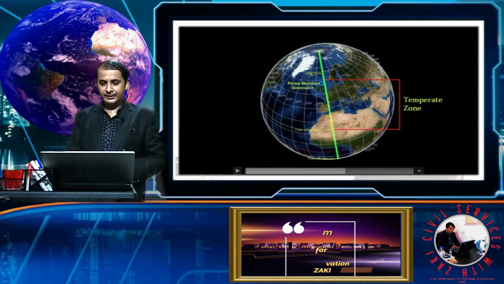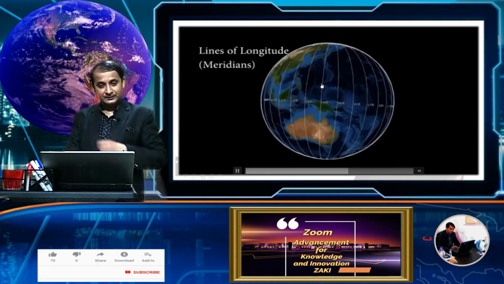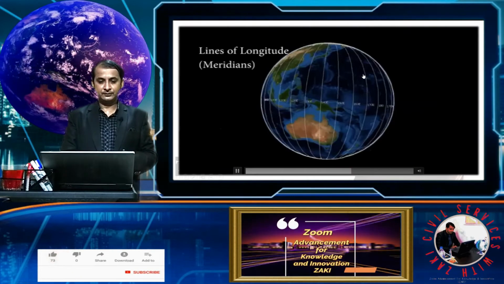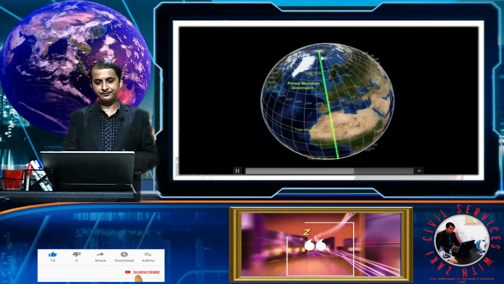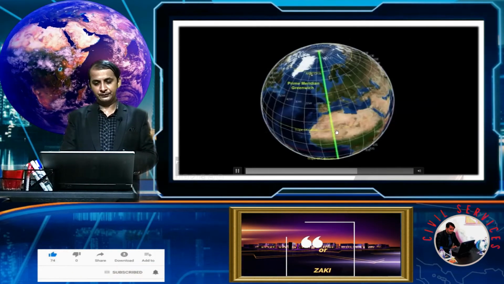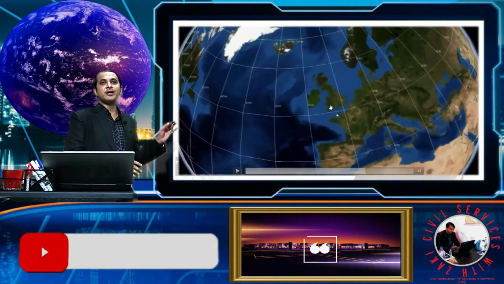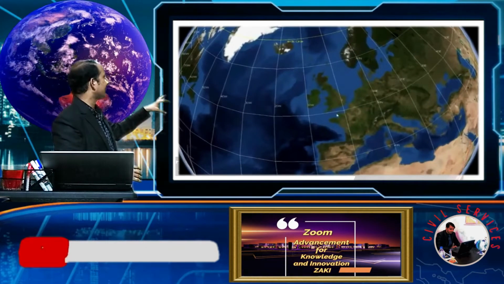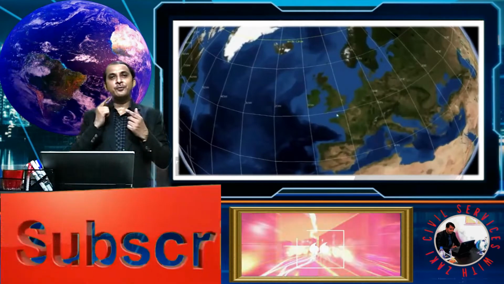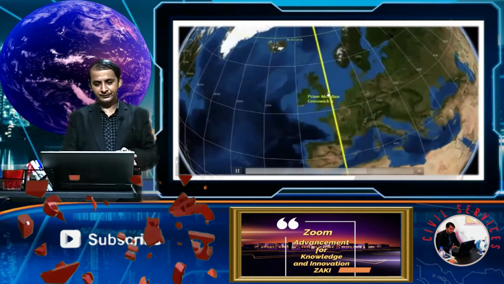So see here, it is called a meridian. So that's why we can precisely describe any location on the earth by using this coordinate system. It means latitude and longitude.